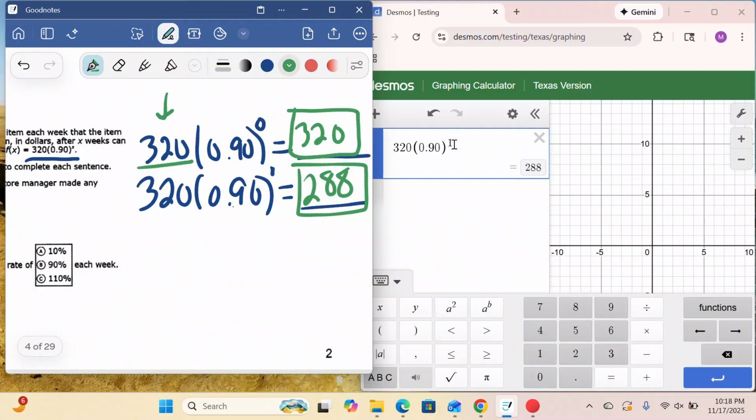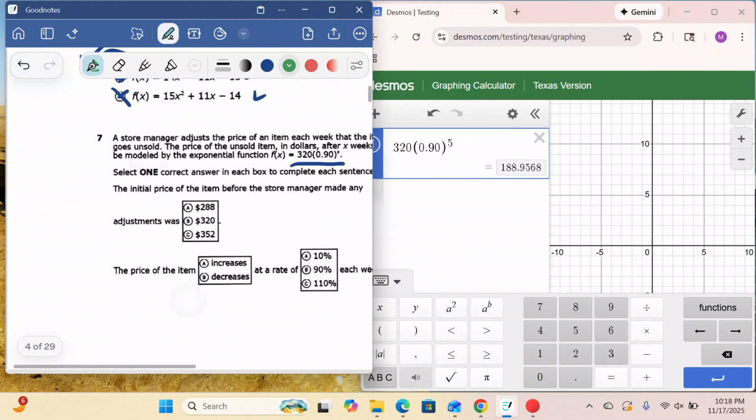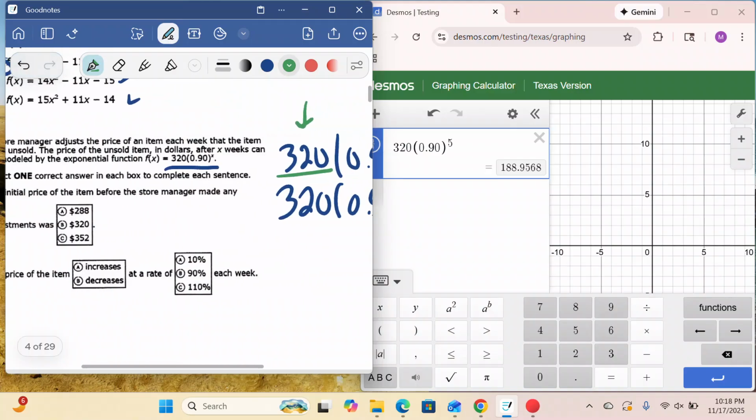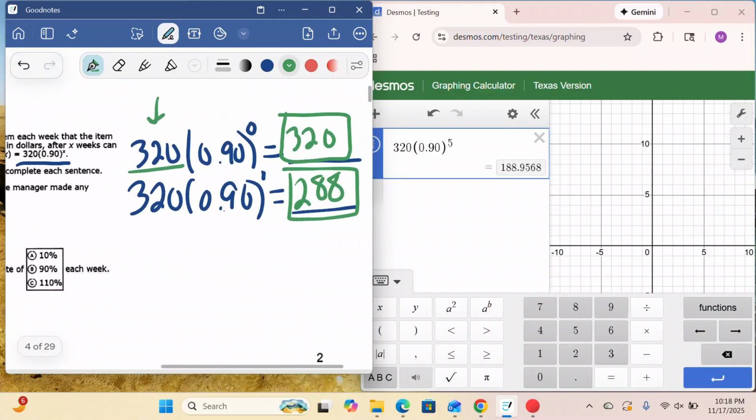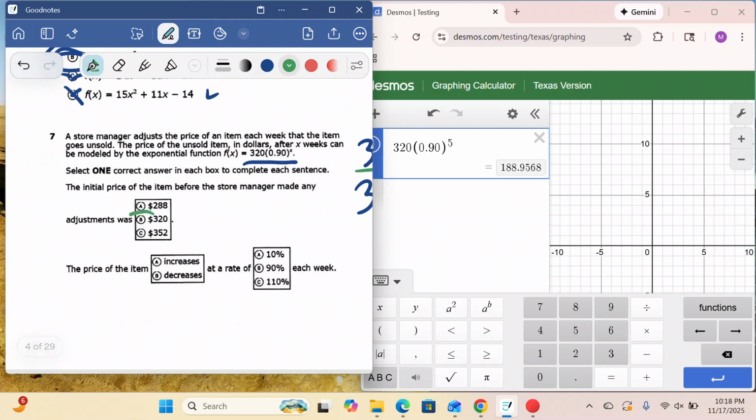If I want to keep on testing the next one out, all I have to do is click here, go to after 2 weeks, 259. After 3 weeks is 233. After 4 weeks is 209. After 5 weeks is 188. So already knowing our initial price, what is the initial price? Our initial price at 0 weeks is going to be 320. I already can find out my first answer, and it is letter B.